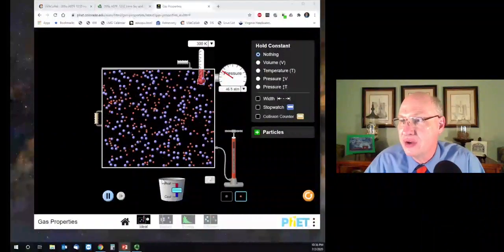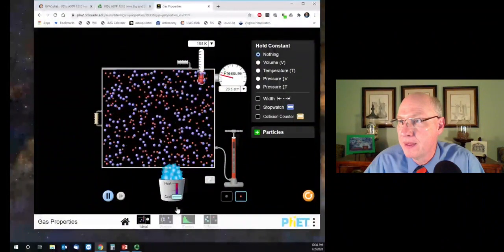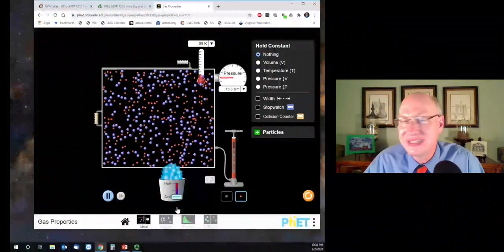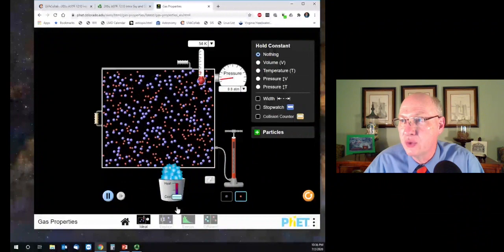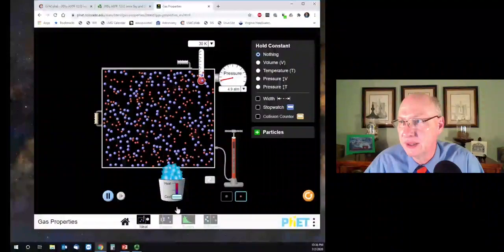So let's go ahead and cool this off. And we'll see that even as we cool it off, the smaller red particles are moving faster than the blue particles.